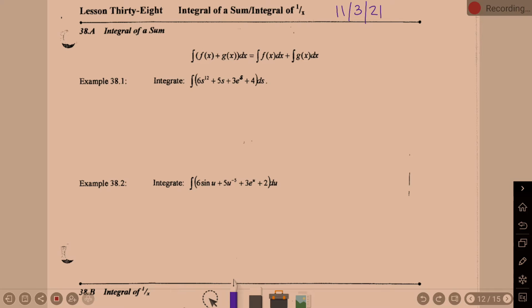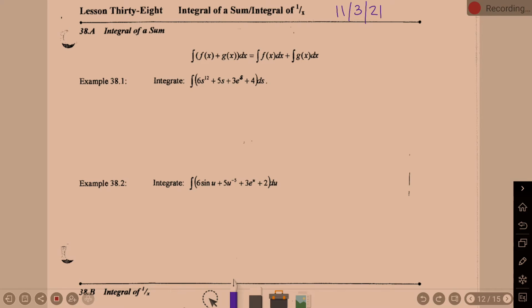Okay? There's a little bit of notation I'm going to write out just so you can kind of be familiar with it and see it today. But it's not notation I necessarily expect you to do every time you do an integral problem. Okay? So as we look at example 1, it's the integral of 6s to the 12th plus 5s plus 3e to the s plus 4 ds. There's a typo in the notes that it says x, but notice the problem is in terms of s, so they all have to be s's, not x's.